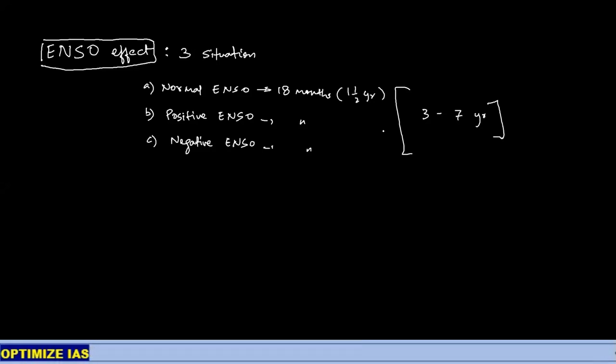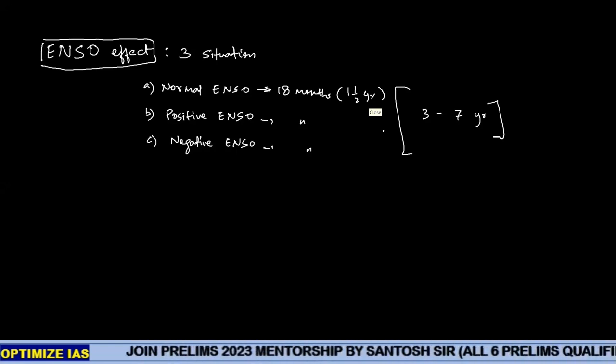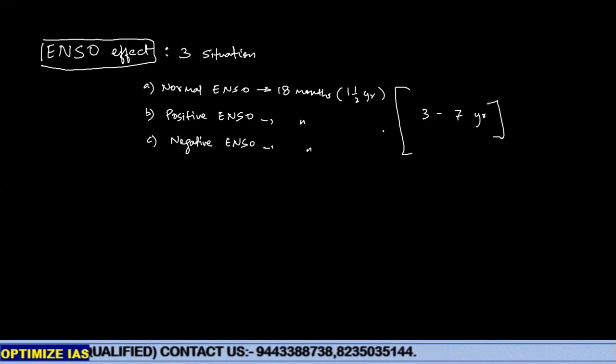So we said El Nino reoccurs after a gap of how many years? On average, what is the answer? After 3 to 7 years. It will be anything between 3 and 7 years. So no exact value, but anywhere between 3 to 7. Yes, that's your answer: every phase will repeat after that. This is one prelims question.